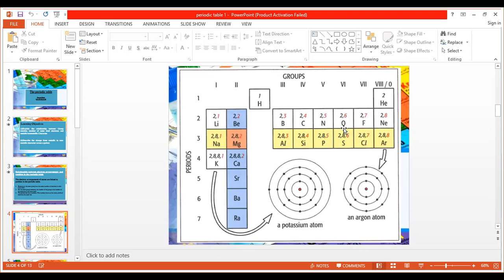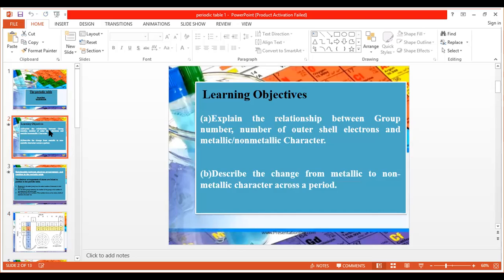So you understand the relation between these. Explain the relation between group number and number of outer shell electrons. Did you understand this relation? Yes. However many electrons are present in the outer shell, we will put the element in that group. If the outer shell has 5 electrons, we will put it in the 5th group. If 7 electrons, we will put it in the 7th group. Understand the relation? Now, metallic and non-metallic character.